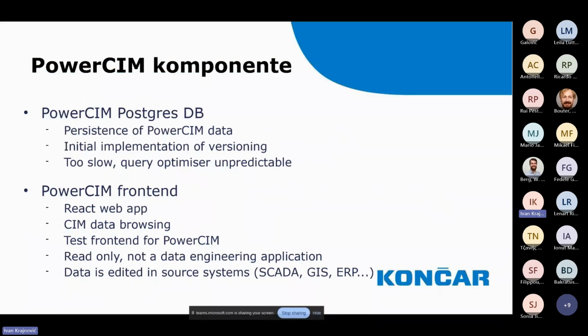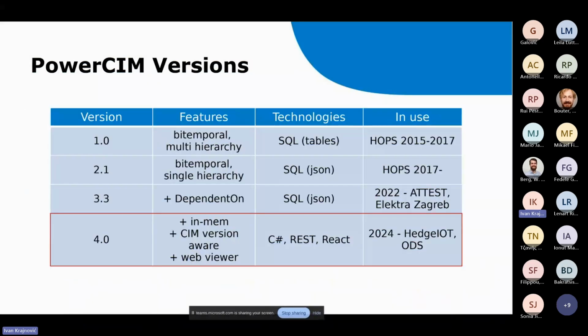We have Postgres for persistence. We used it for initial implementation of this versioning schema, but the query optimizer was really too unpredictable and it was too slow. The complex versioning queries were too slow. So we decided to use Postgres only for persistence, and we do all the indexing, etc., in memory. The front end is a React web app with some MapLibre geographical views. It's used for browsing and really a test front end, not a data engineering app, because data is edited in source systems that give us all of this data.